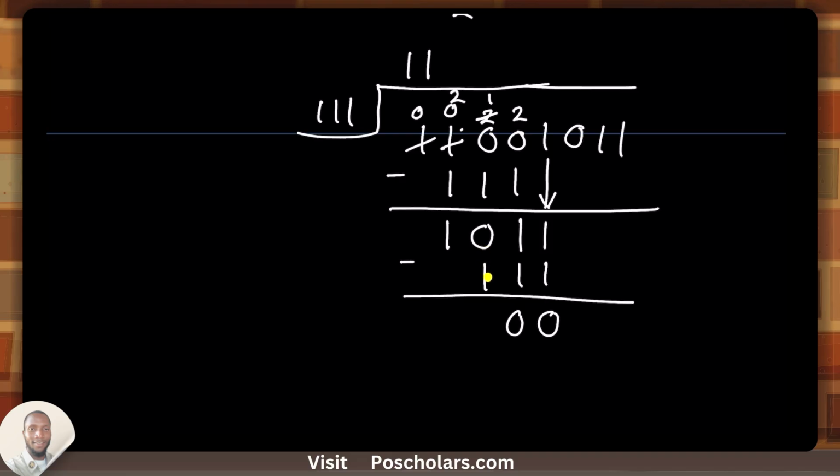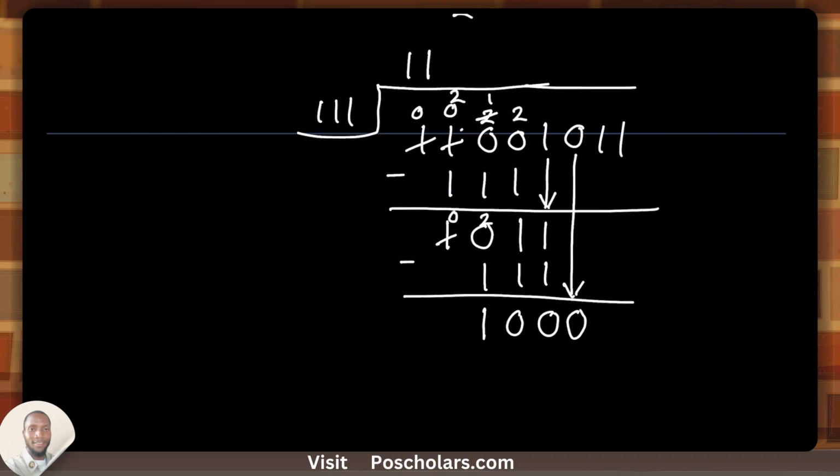0 minus 1 is impossible, right? So you borrow from this. When you borrow 1 from this, you are left with 0. The 1 you borrowed from this takes the value of 2, which is the base, then add it to this 0, gives 2. Now you can subtract by saying 2 minus 1 gives 1, right? Now you divide again. How many 111 can you find in 100? It's impossible, right? So you bring down this 0. When you do that, you have something like this.